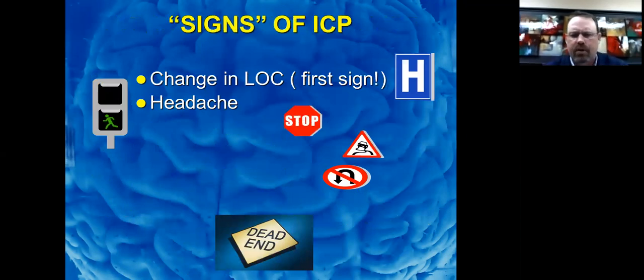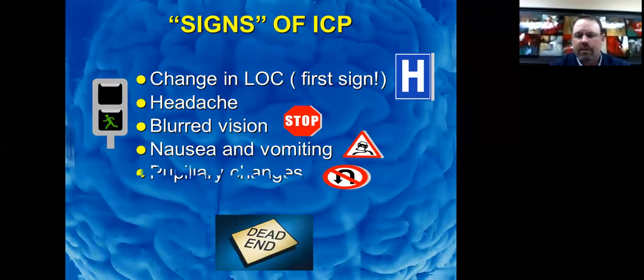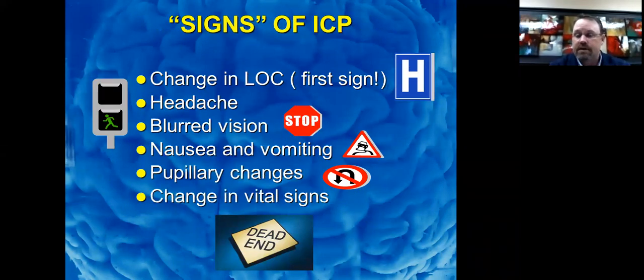Signs of increased intracranial pressure: you have a change in LOC. This is your first sign. Headache, that can be a little bit argued on the headache, but typically it's going to be a change in LOC. Blurred vision, nausea and vomiting, pupillary changes, and changes in vital signs.